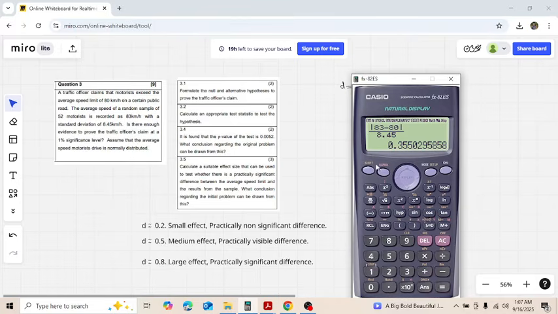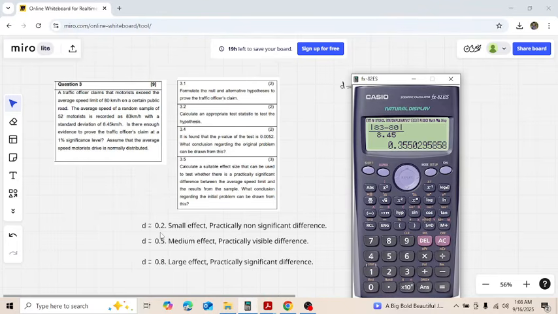Because this number is 0.35, our guideline says if it's approximately 0.2, it's a small effect, practically non-significant difference. If it's approximately 0.5, it's a medium effect, practically visible difference. And if it's 0.8 or larger, it's a large effect, practically significant difference. Now, there may be cases like this whereby you find your d effect being equal to 0.35 or 0.36, you round off to 2 decimal places. In that case, you can see it's clearly not 0.2 and it's not 0.5, it's in between.